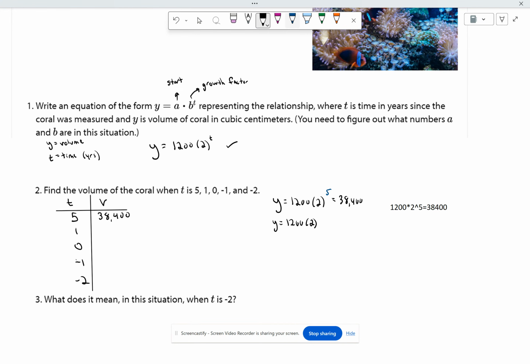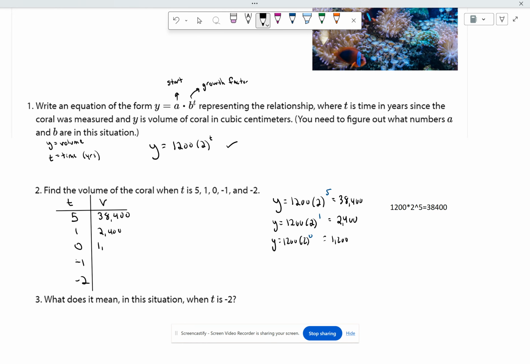So if we only double it one time, I can do that one in my head. 1,200 times 2 is 2,400. If I doubled it 0 times, then I'm just going to stay at 1,200. Which also makes sense, because remember, 2 to the 0 is 1. And 1 times 1,200 is 1,200.